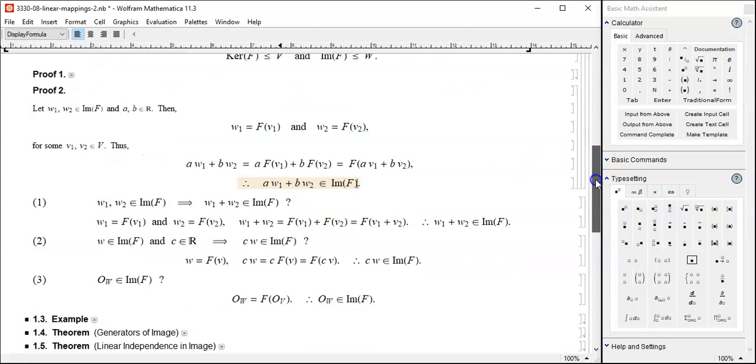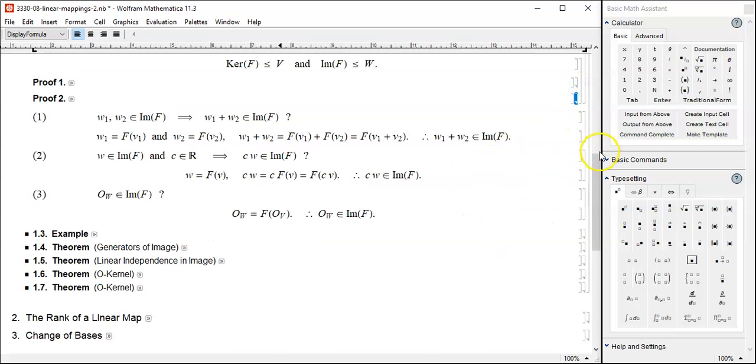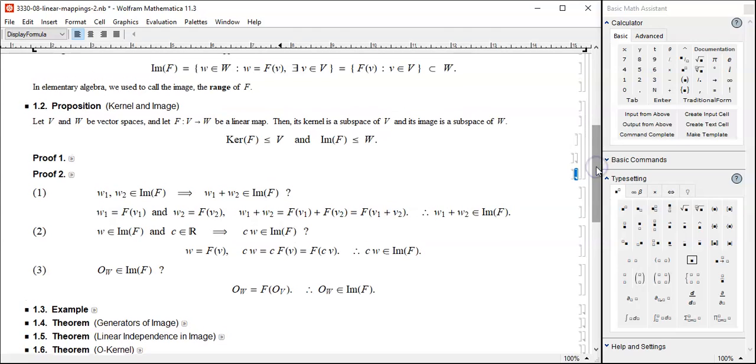So we have two versions. One is using linear combination in a single step. The other is using a three-step process. Which one do I prefer? Actually, I prefer this longer version, this 1, 2, 3 version.